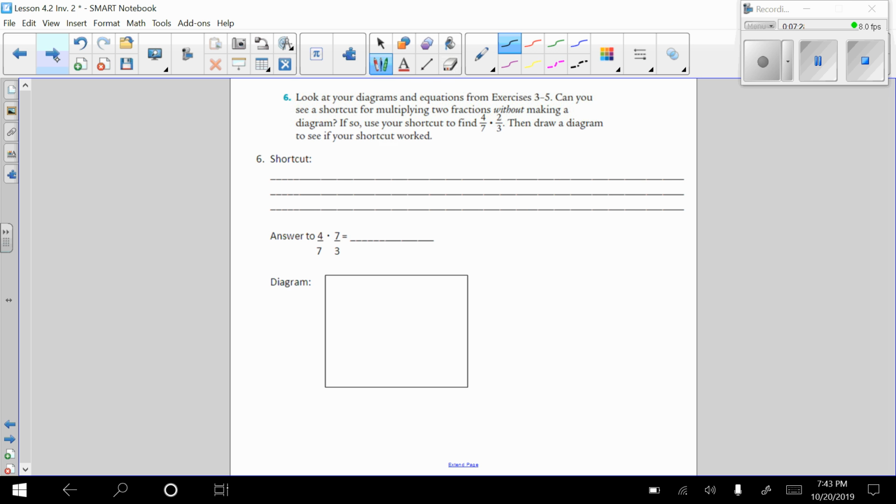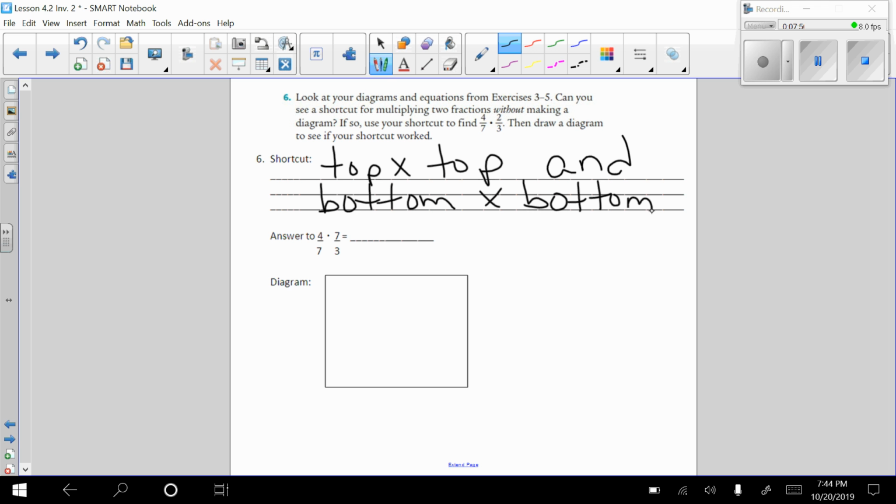So now that we've looked at this, we can see that there are some shortcuts, what we just talked about. We don't necessarily have to draw the diagram. The box is there for you if you need to. But the shortcut is, we can just rewrite it as top times top and bottom times bottom to get our answer. So top times top is 4 times 7 is 28.